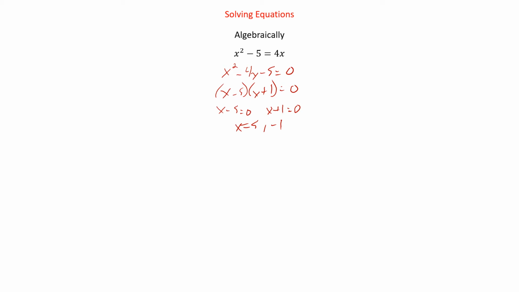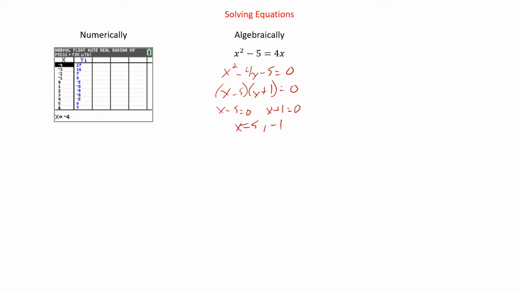We could solve it numerically. If we wanted to solve it numerically, we would just have to make a table. Now, making a table can be very, very time consuming. However, we have technology that can make tables for us. And so that can help. And we're looking for when does it equal 0. So to plug it into the calculator, you do need to set it equal to 0 first. And so we see it equals 0 here at negative 1 and down here at 5. So once again, x would equal 5 or negative 1.